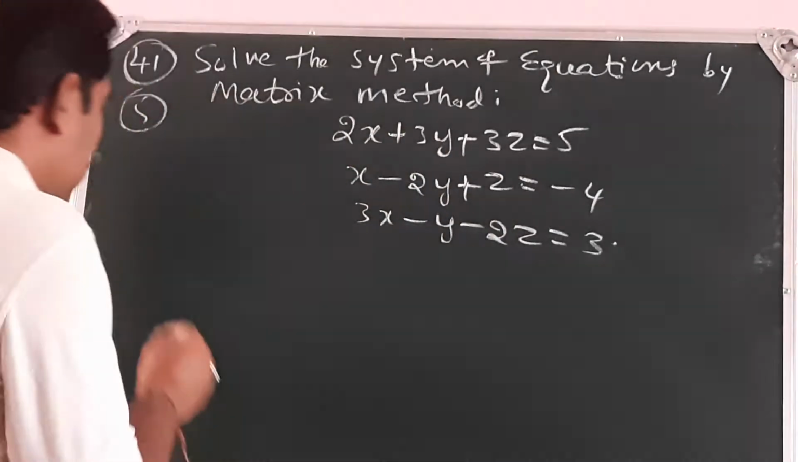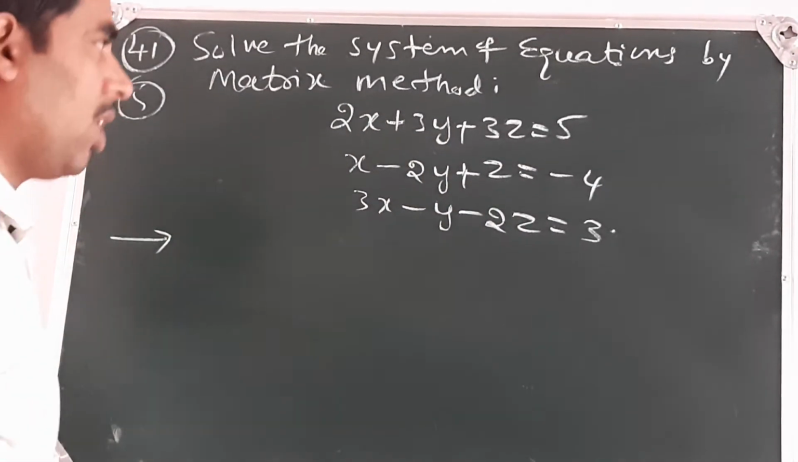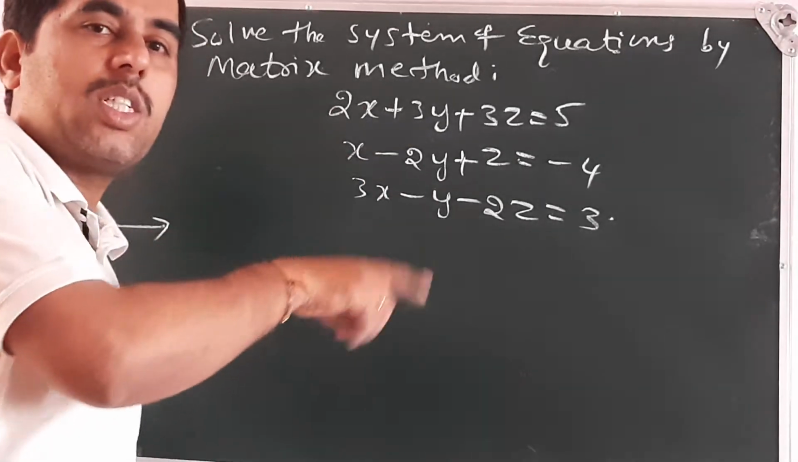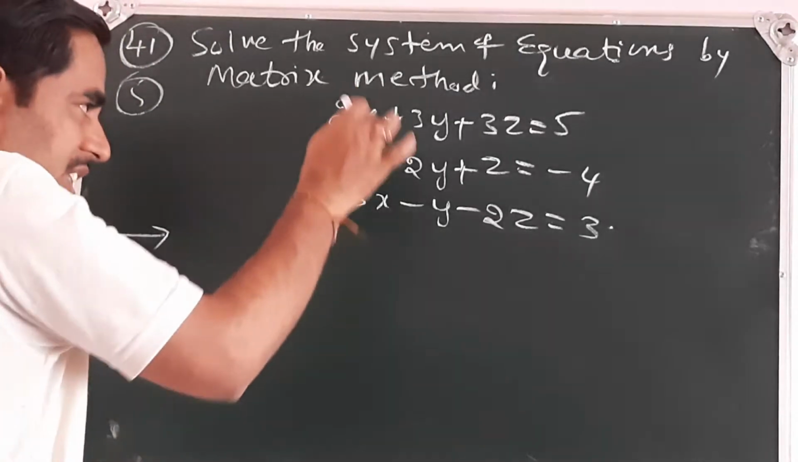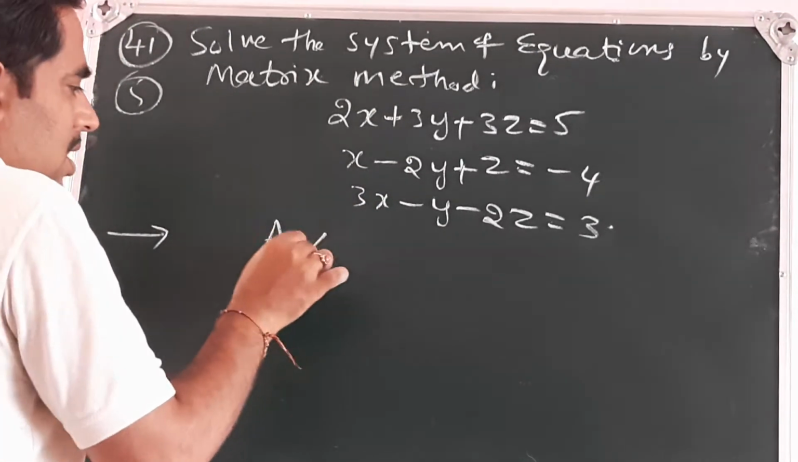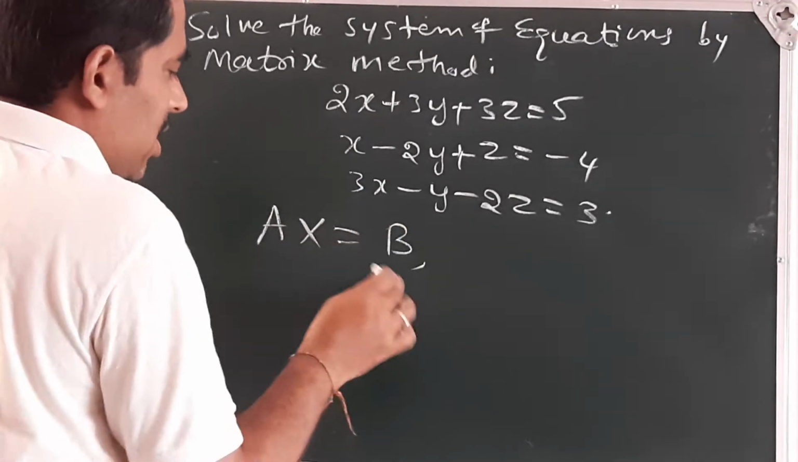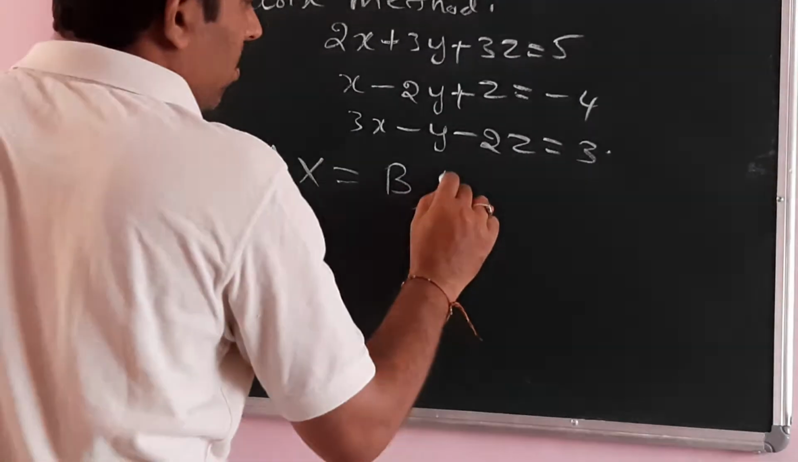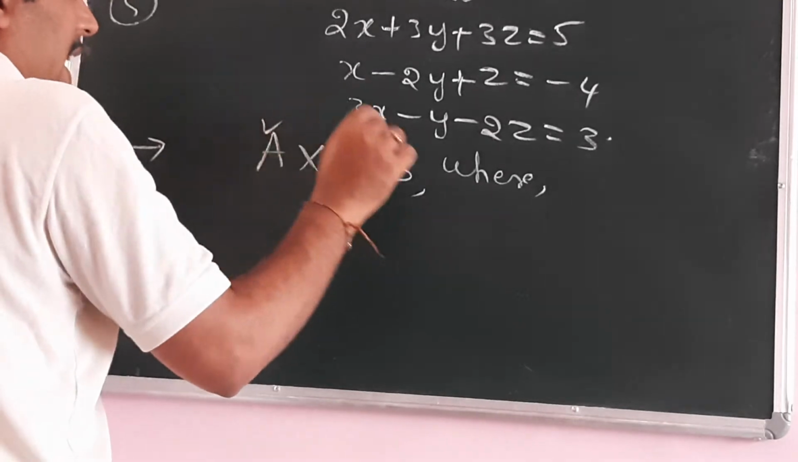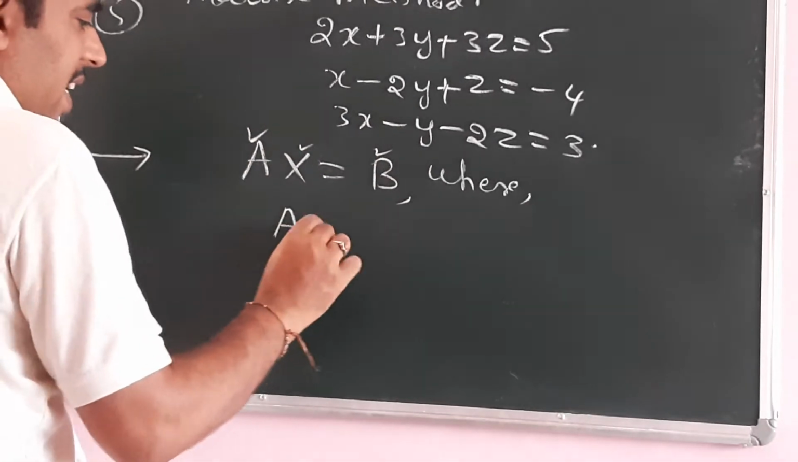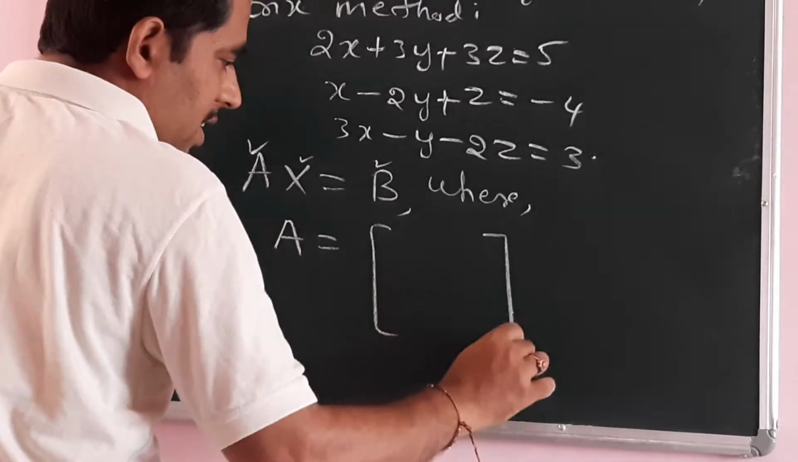So first of all, matrix method means what should we write here. The given system of equations can be written as AX is equal to B. Here we have to write three matrices A, B, and X, where A is the coefficient matrix.